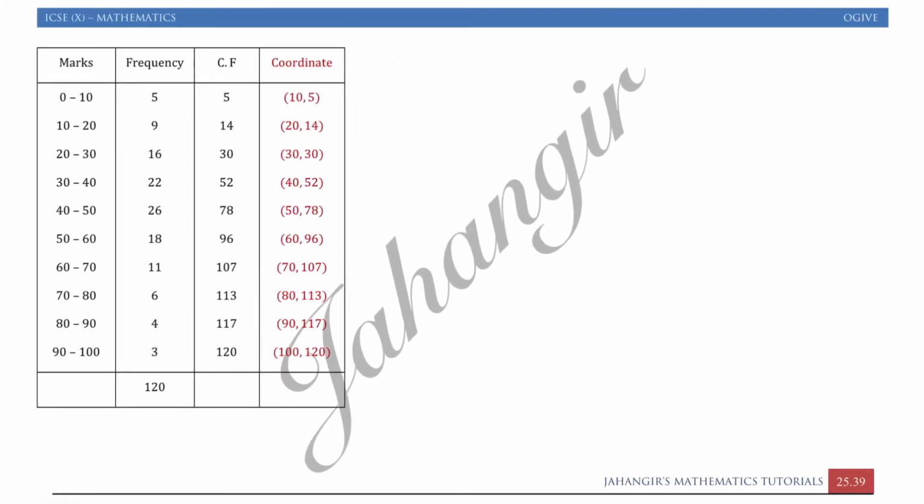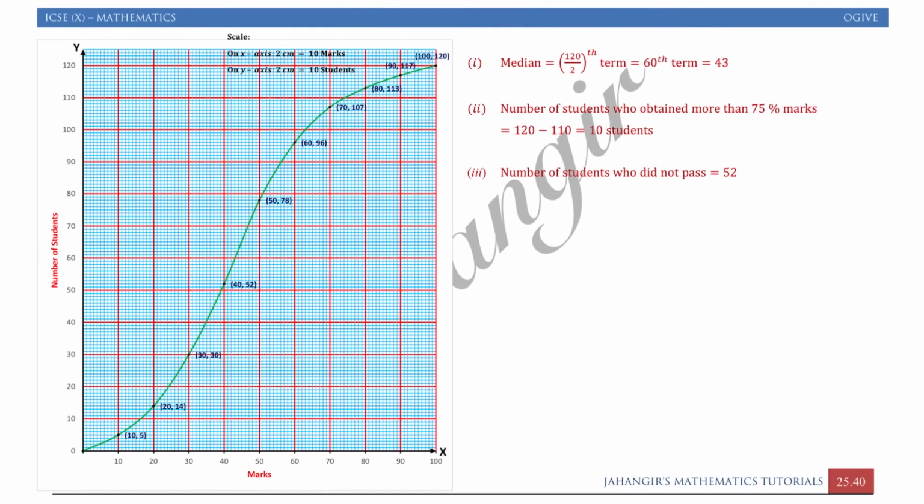First, marks, frequency, cumulative frequency and coordinate. Just write it down. Cumulative frequency, you know, is the addition of frequency, and the coordinate is the upper bound and cumulative frequency: upper bound as the x-axis and cumulative frequency as the y-axis. This part. Now let us start plotting on the graph.